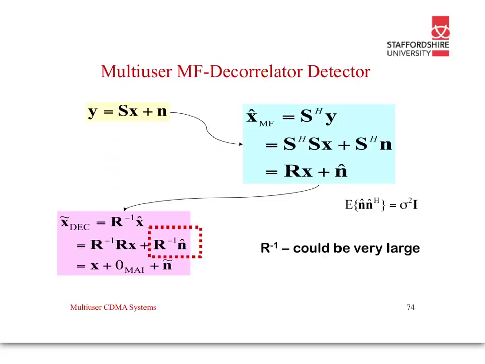So if we multiply Rx by R to the minus 1, we've got R inverse X hat. So R to the minus 1 times the received matched filter X hat equals the X decorrelator. So R to the minus 1 times R X plus R to the minus 1 times N gives us X plus 0 multiple access interference plus noise. But R to the minus 1 could be very large.